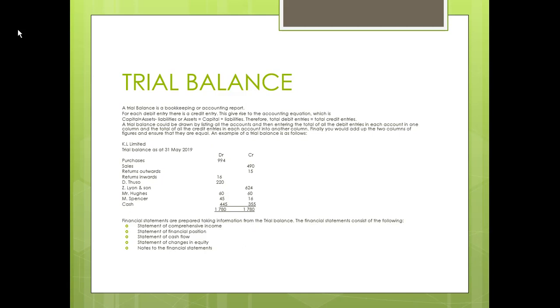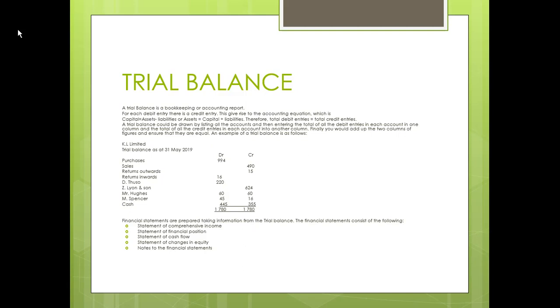The trial balance is of a company called KL Limited with purchases. The purchases figure will appear on the debit side, because as we buy, we will be debiting the purchases account. The sales, as we sell, we credit the sales account, so we credit it. Returns outwards, we credit it. Returns inwards, we debit it.